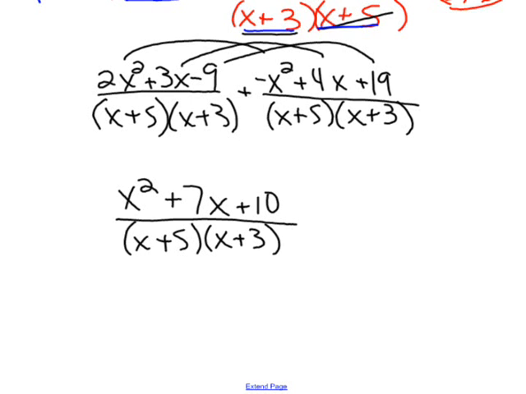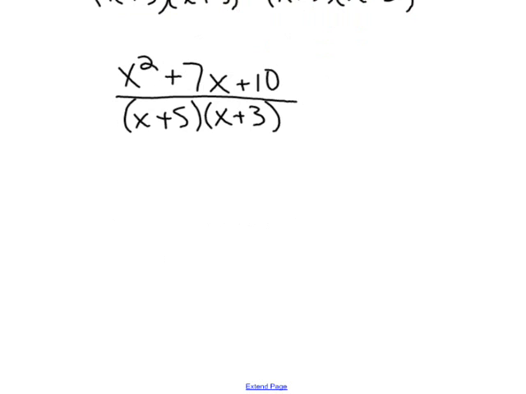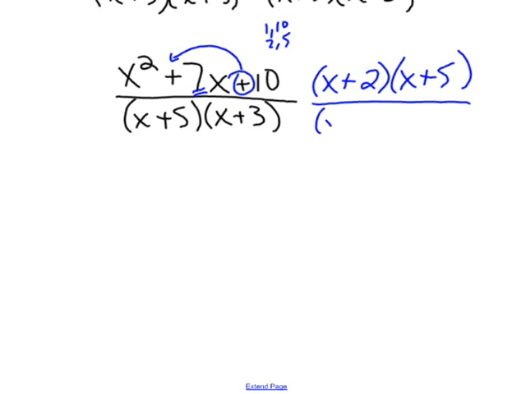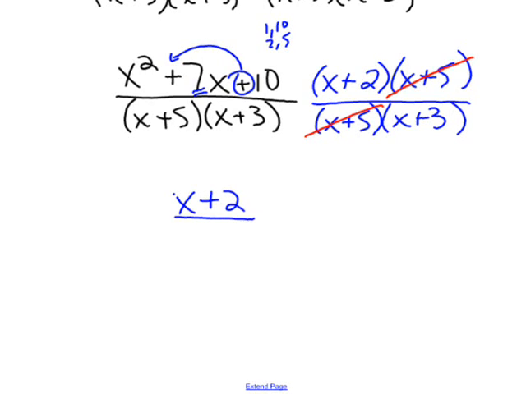That would be our final answer, but we know we need to check it by seeing if it simplifies. This one's not quite as obvious. It looks like that top will factor. The signs are the same. They're both addition, so I'm looking for a sum of 7. 1 and 10, 2 and 5 will work. So it factors to x plus 2 and x plus 5. And on the bottom I have x plus 5 and x plus 3. Now it looks like this does simplify because we have an x plus 5 on the bottom and an x plus 5 on top. We're left with x plus 2 over x plus 3.